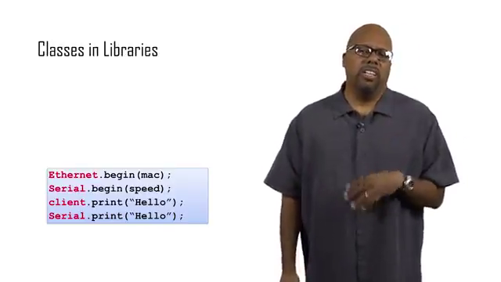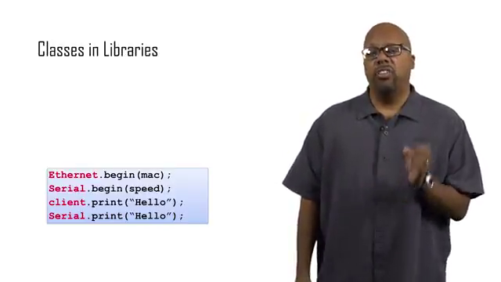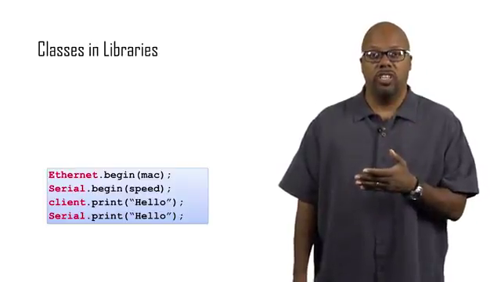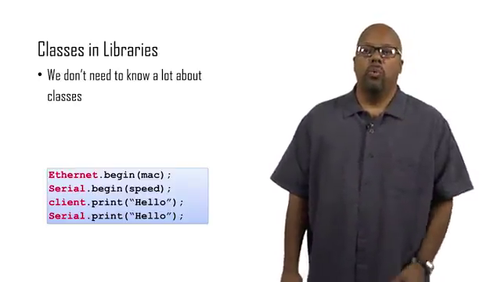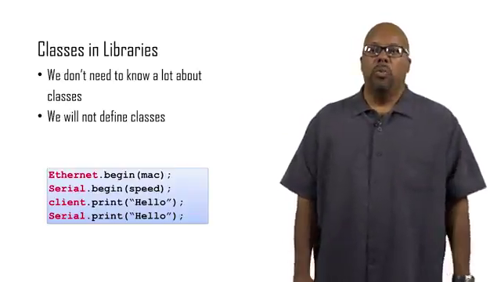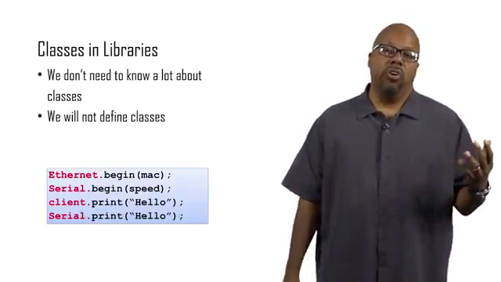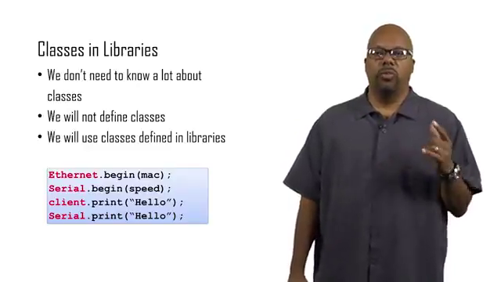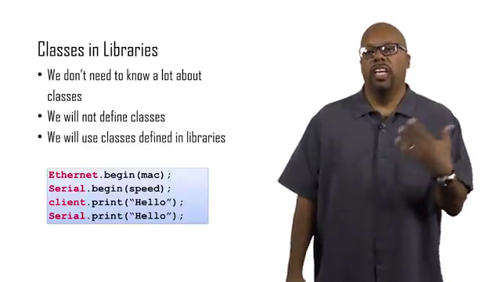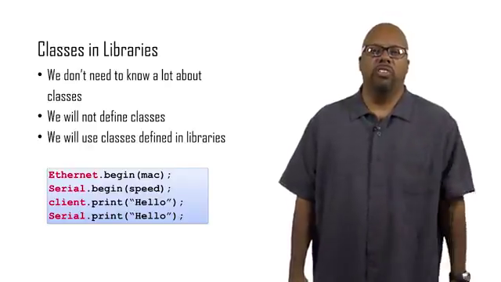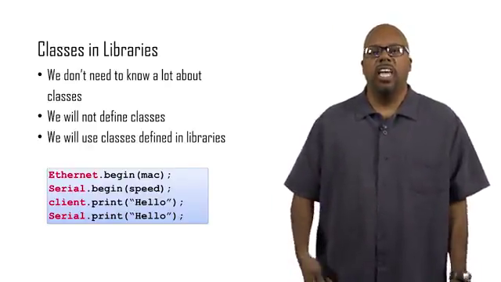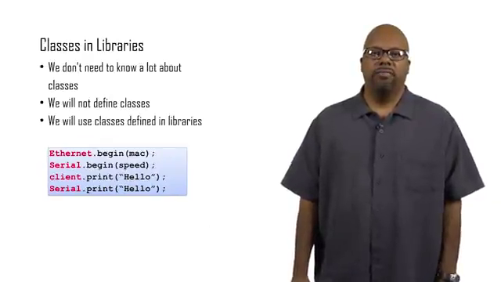So this is why we're actually learning about classes at all, so that you understand what you're doing when you make these calls to library functions, these Arduino libraries. So we don't need to know a lot about classes. We will not define classes in this course. We'll just use predefined classes that come with the library. So we'll use the classes that are defined in these libraries, like Ethernet or Serial or whatever the libraries are. And we'll hit these as we go through the lectures. We'll talk more about different libraries and the classes that they define.